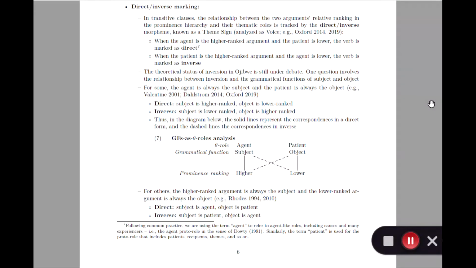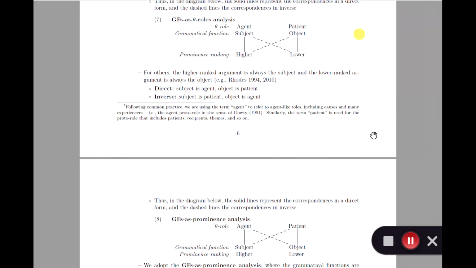And so this prominence hierarchy plays into the direct and inverse marking, where basically in a transitive clause, the relationship between two arguments' relative ranking in the prominence hierarchy and their thematic roles, the more agent-like and more patient-like argument, is tracked by the direct and inverse morpheme, which is known as a theme sign, and which we analyze as voice. So basically, when the agent is the more prominent argument and the patient is the less prominent argument, the verb is marked as direct. And when the patient is higher ranked and the agent is lower ranked, it's marked as inverse. And we analyze this as shown in number 8.